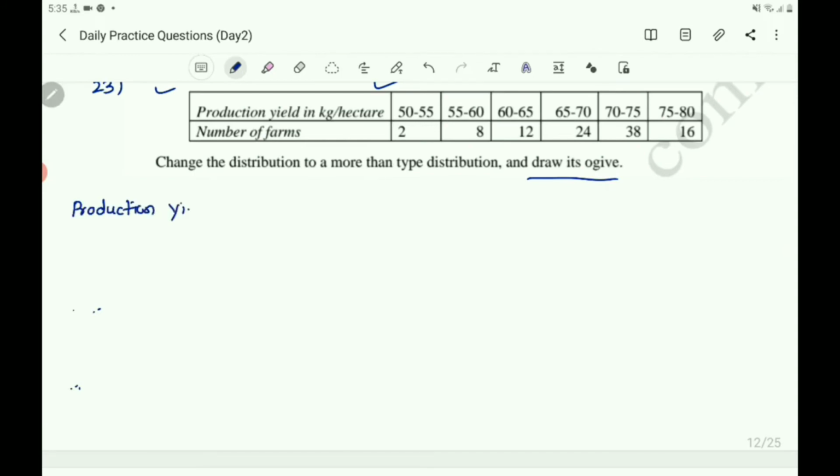Production yield in kg per hectare and number of farms. So write the class interval that is given, but here we have to draw the more than type ogive. For more than type ogive we have to take the lower limit of the class.